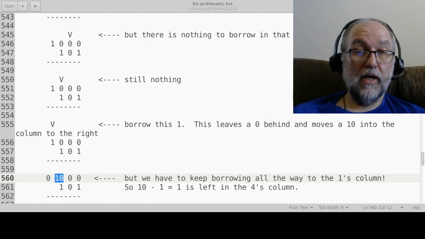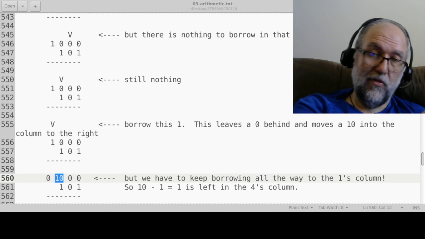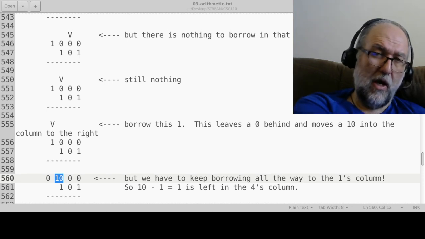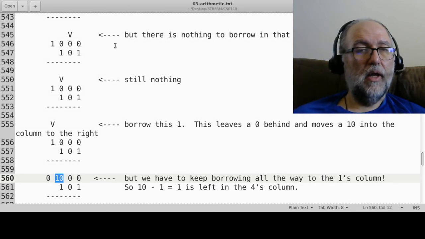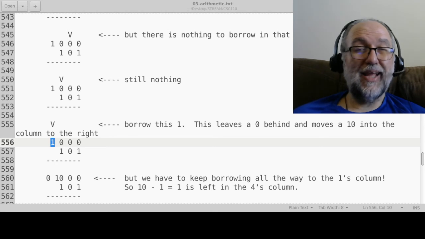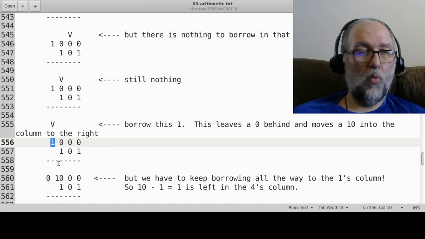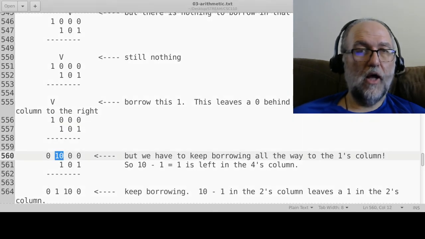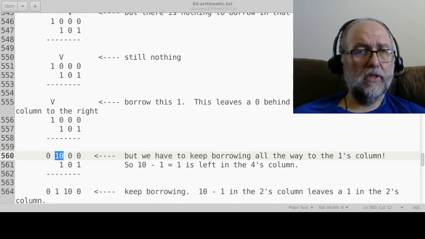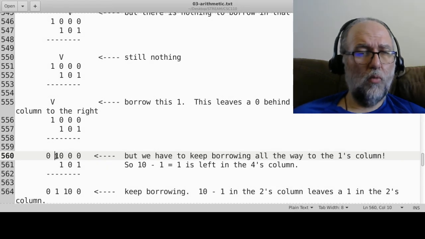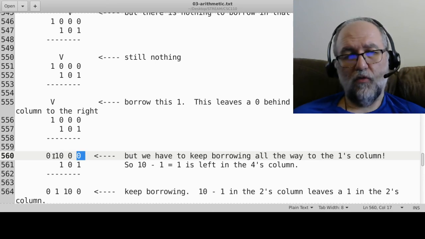Because what you did is you took a 2 from a column which was twice as big as the previous column, and you brought that into the lower column, so that's a factor of 2, and so you get 10 in the fourth column. That 1 in the eighth column is the same as a 10 in this fourth column. Now that's weird. We don't usually write that, but remember, we're borrowing. And so here we go with that 10 in that column. But we're not done because we have to borrow all the way down to the ones column. We're in the fourth column.